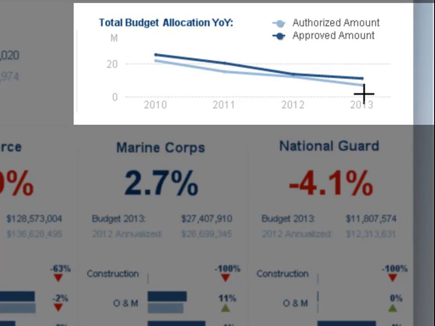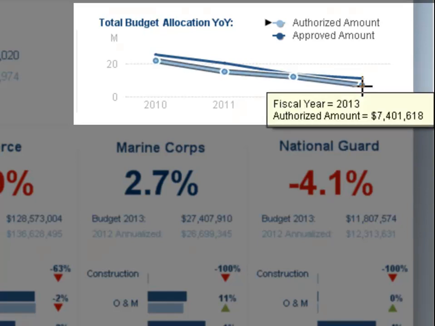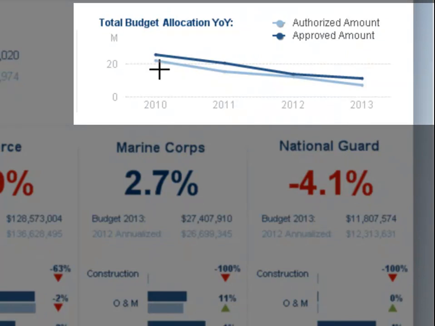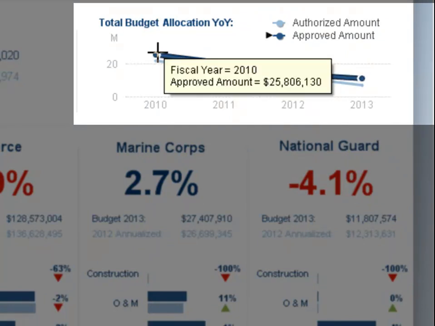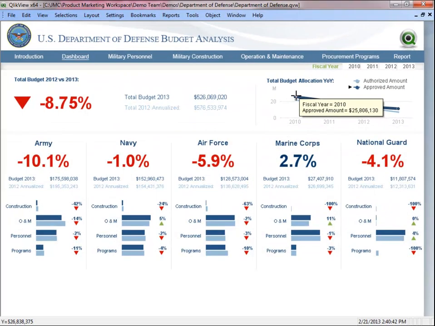This year they requested $7.4 million and received $11.2 million, which is more than 2 times less than they received in 2010, which was $25.8 million. Let's see how this breaks down by organization.